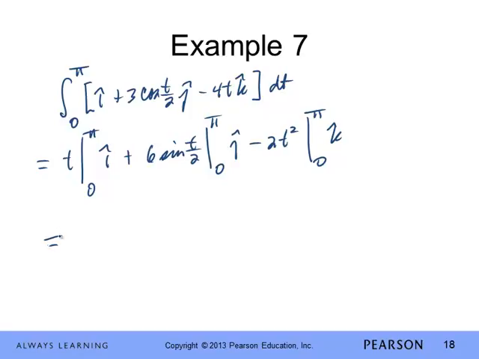Now for the first one, we have t evaluated from 0 to pi, which gives us pi i hat. Now sine of pi over 2 is 1, right? So we have 6 times 1 minus 6 times the sine of... What is the sine of 0? 0, right? So we have 6 times 1 is 6. So we have plus 6 j hat. And then minus 2 pi squared k hat.